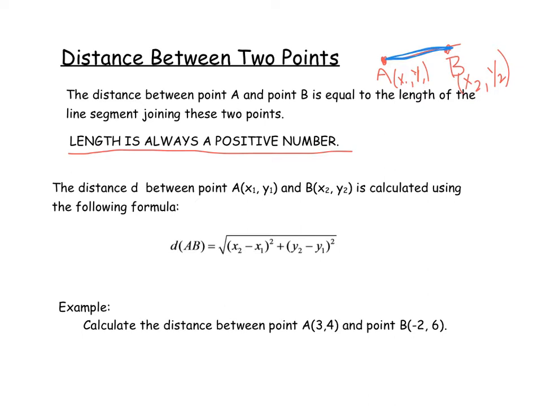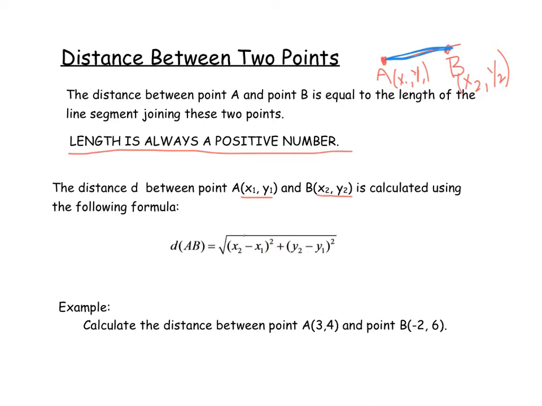So the formula for finding the distance between 2 points, using my same example where A is my x1, y1, B is my x2, y2. We calculate the distance using this formula written here. So this symbol here, d(AB), that just means the distance between AB. This is the proper notation. So it's a small d, brackets, and then the end points in capital letters. So the distance between A and B. So the formula is the square root of (x2 minus x1) squared plus (y2 minus y1) squared.